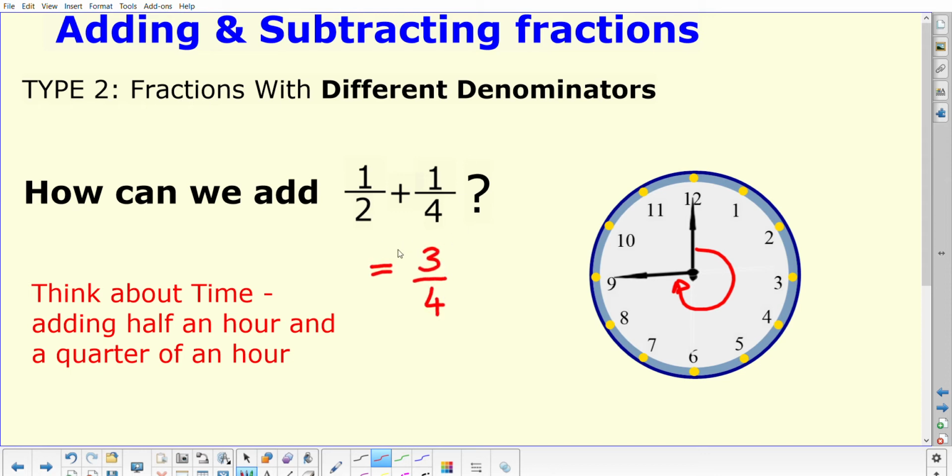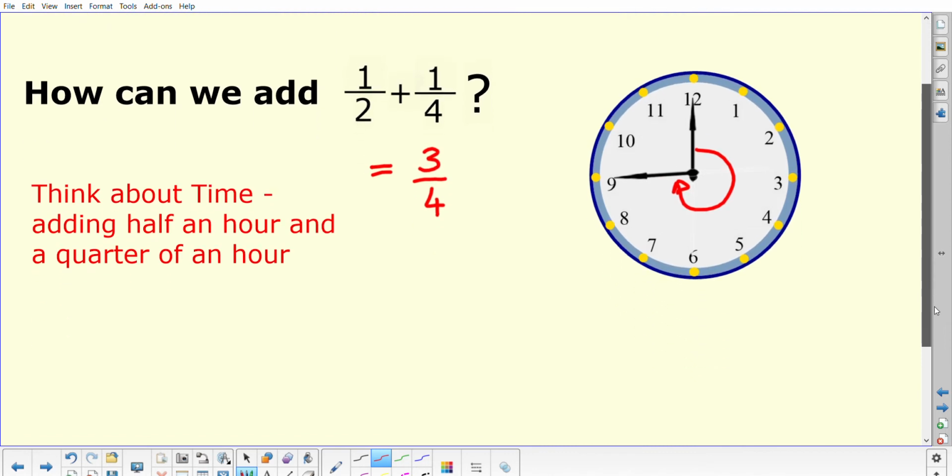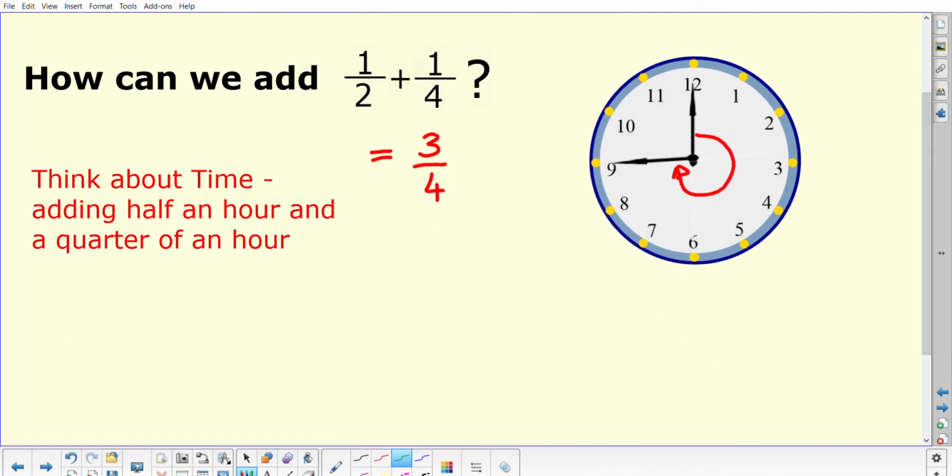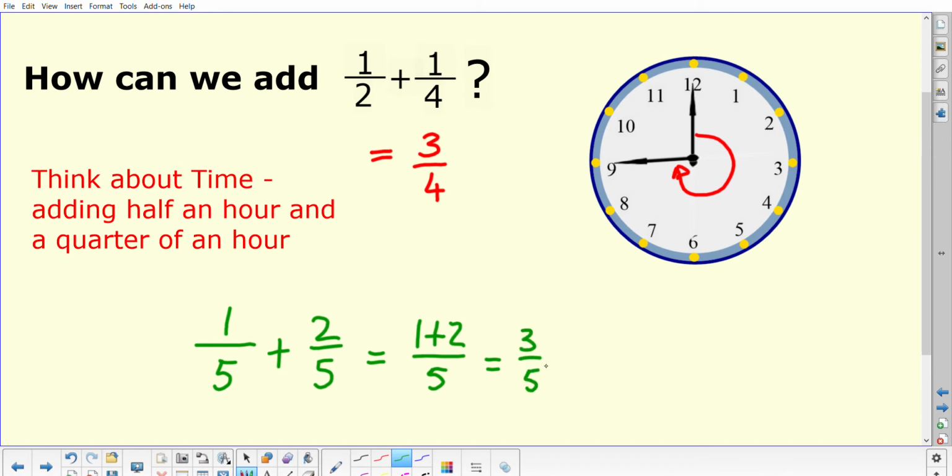So how do we get from that half plus a quarter? We saw yesterday that if you were doing 1/5 plus 2/5, for example, the answer is not 3/10. You add the 1 and the 2, you do not add the bottom numbers. So it's all about the fifths, and we would see the answer was 3/5. But how do we get from a half plus a quarter to 3/4? So what do we need to do?